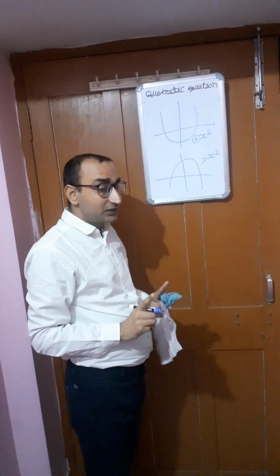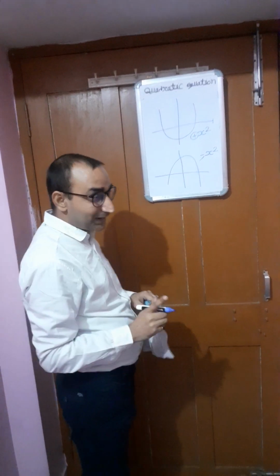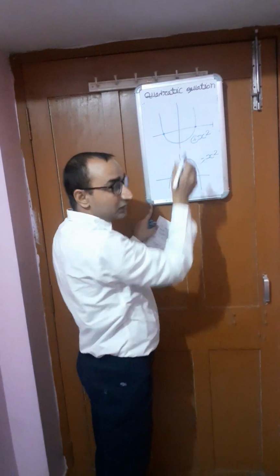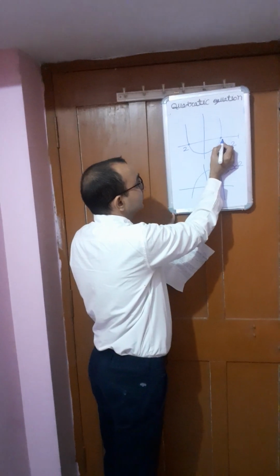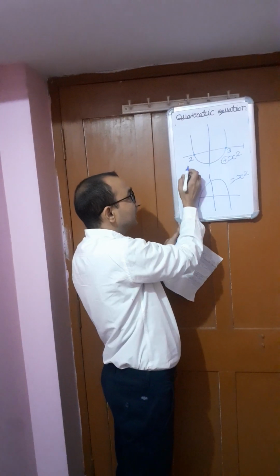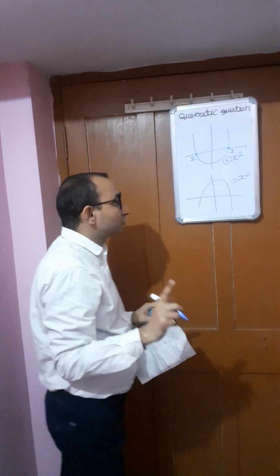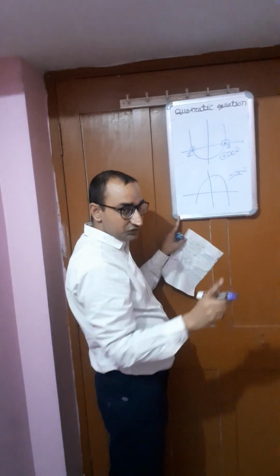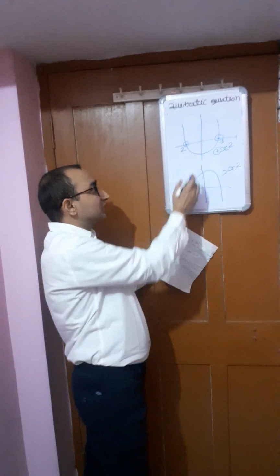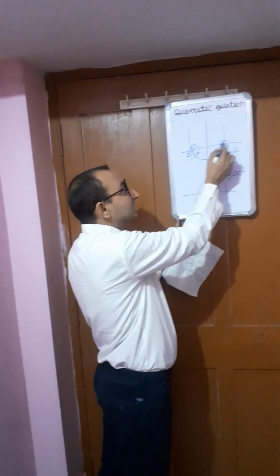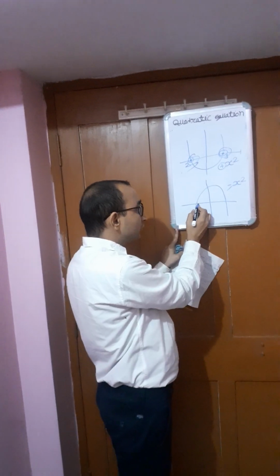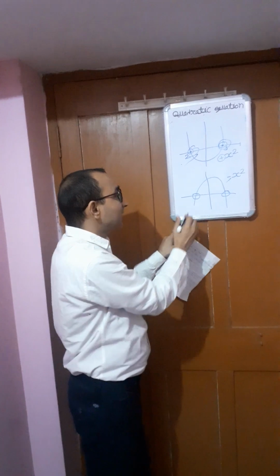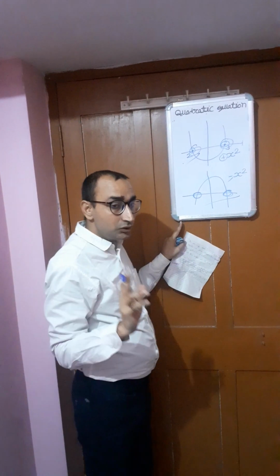And when the graph cuts the x-axis, that will be the solutions. See here, the graph cuts the x-axis here, here, and here. Suppose this is 2, this is 3. If the graph cuts the x-axis in two places, it has two solutions. Here the parabola also cuts the x-axis in two positions, so it also has two solutions.